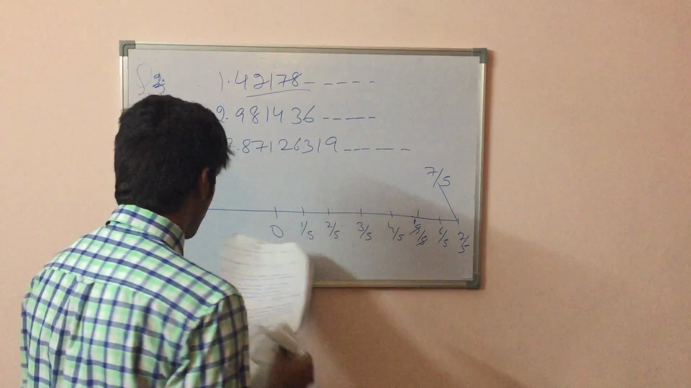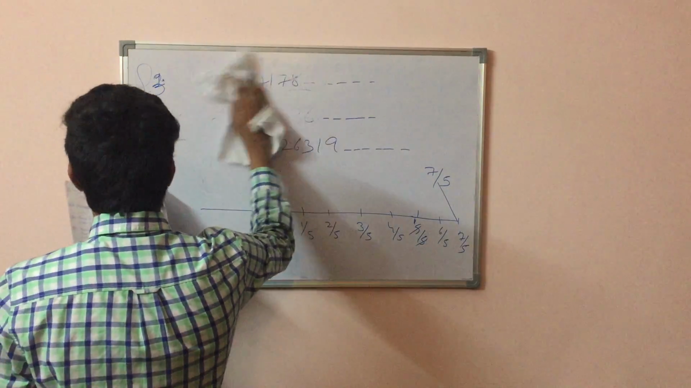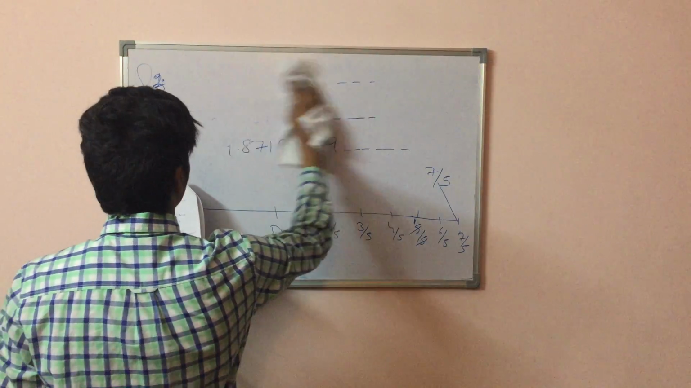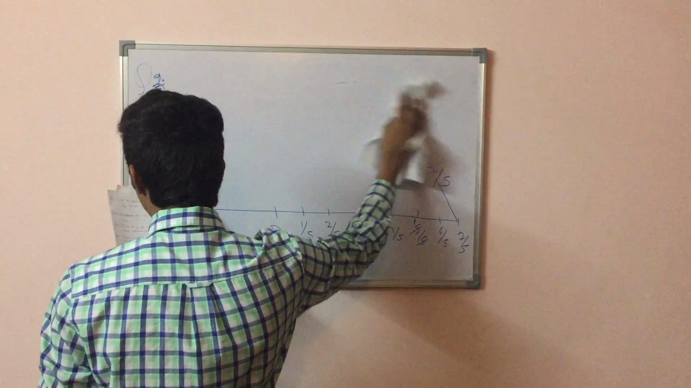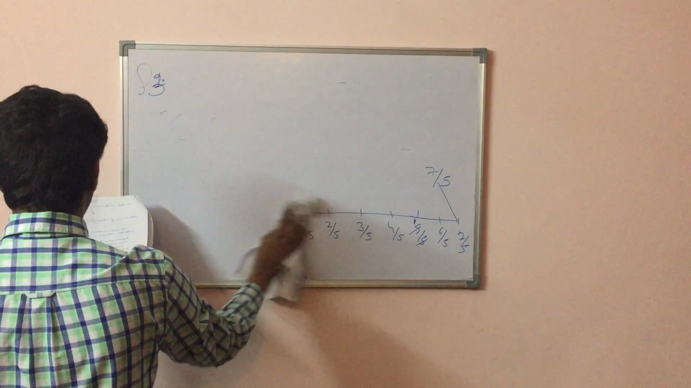So our fourth question was, there are 100 students in a hostel. Food provision is for 20 days.